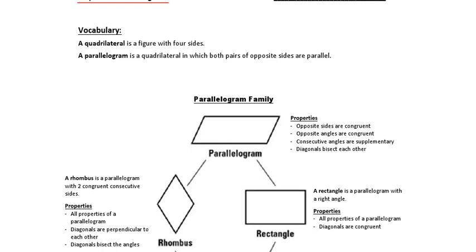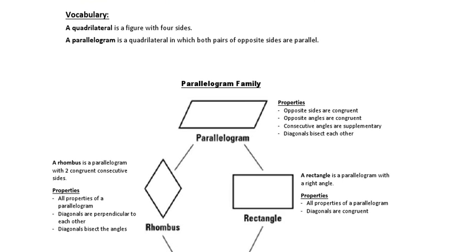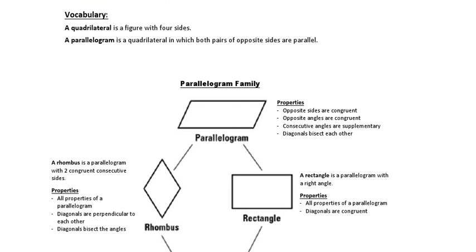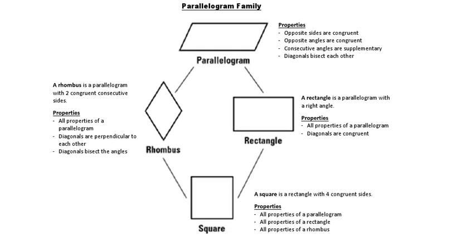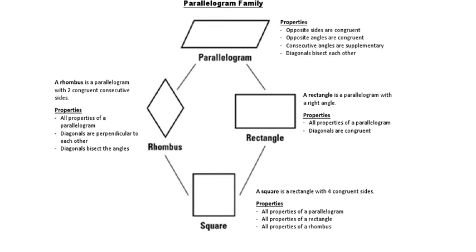The two definitions that I have up here are very important, and they sort of apply to all the figures that we have over here. For example, number 1 says a quadrilateral is a figure with 4 sides, and that applies to all the figures in the parallelogram family because all the members of the parallelogram family are quadrilaterals. They are all figures with 4 sides.